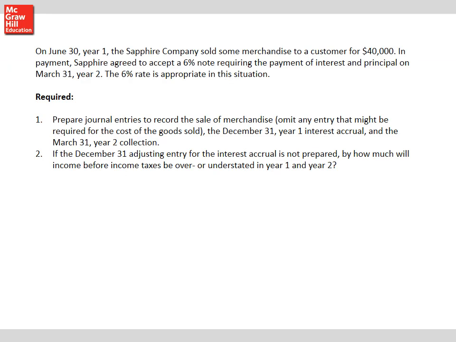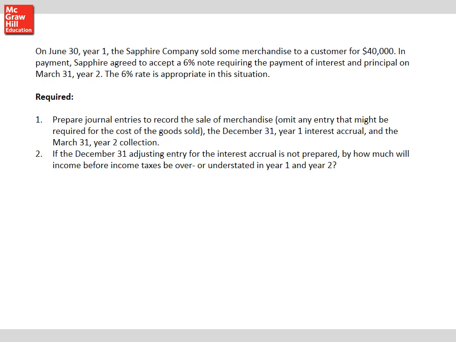Exercise 714. Now we're going to switch gears and start looking at notes. On June 30th of year one, the Sapphire Company sold some merchandise to a customer for $40,000. In payment, Sapphire agreed to accept a 6% note requiring the payment of interest and principal on March 31st, year two. The 6% rate is appropriate in this situation.